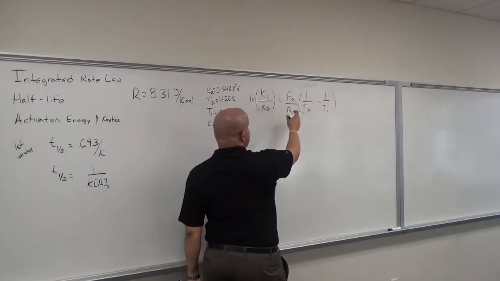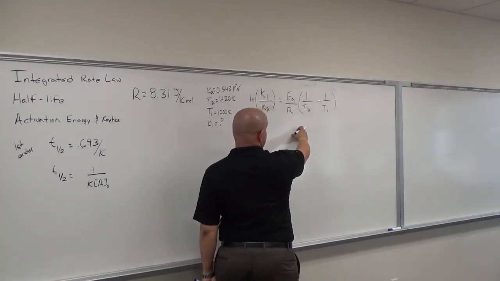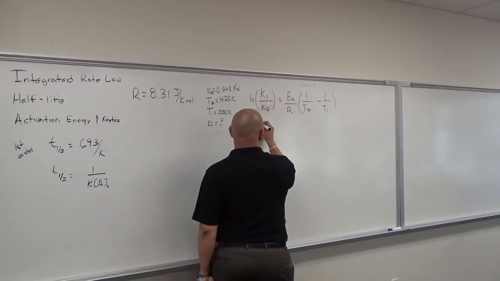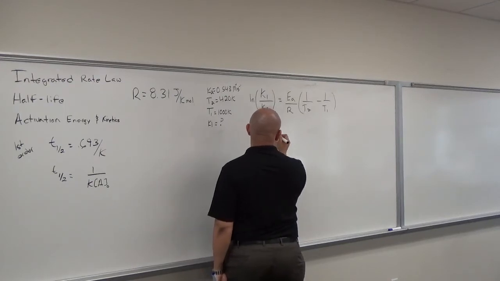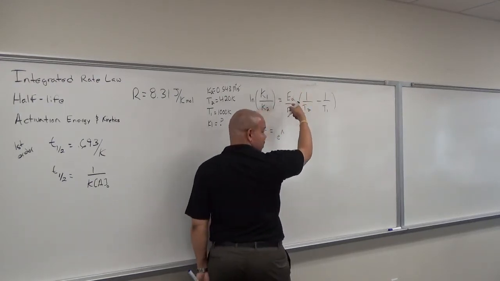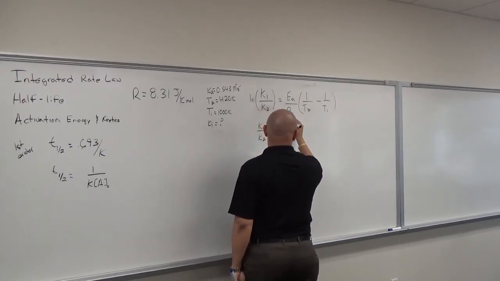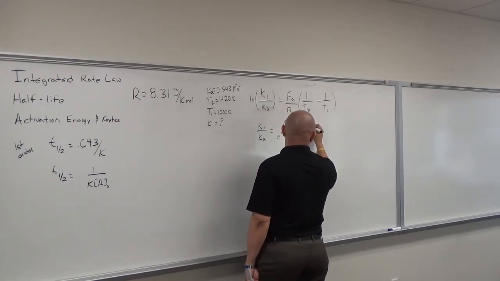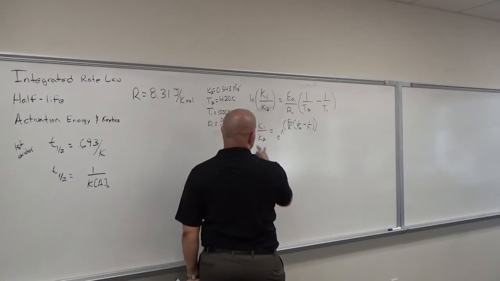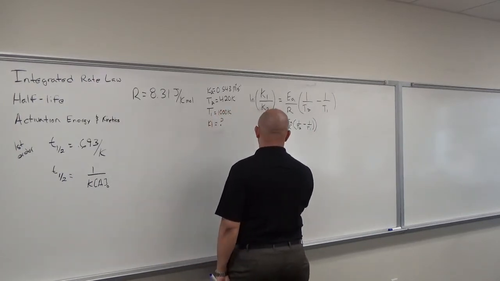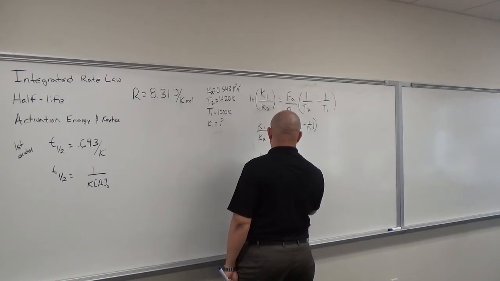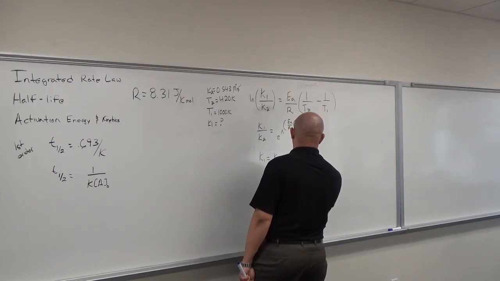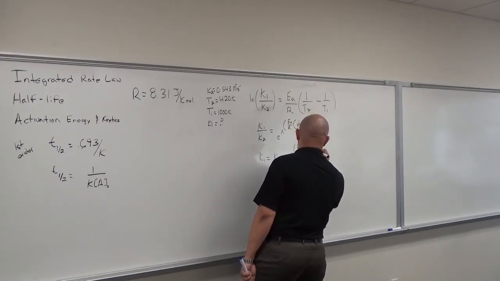So, to get rid of the natural log, we use the exponent to get rid of it, which gives us K1 over K2 is equal to e raised to all of this. EA over R times 1 over T2 minus 1 over T1 in parentheses, and then we need to multiply that by K2, so we're dealing with K1 equals K2 times e raised to the EA over R, 1 over T2 minus 1 over T1.